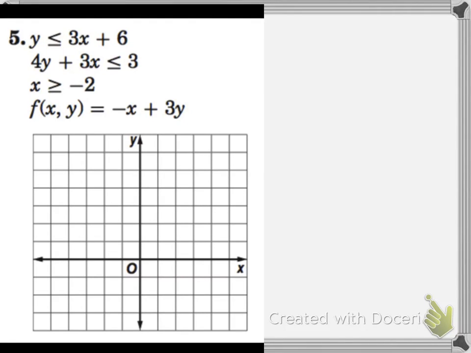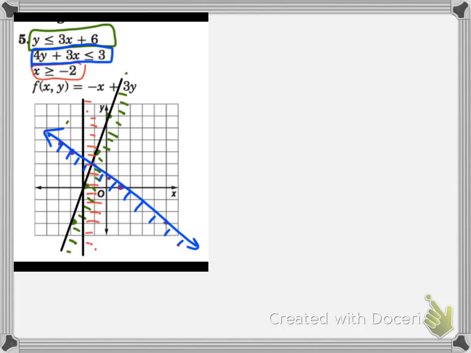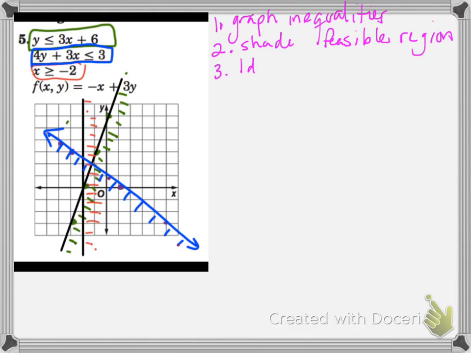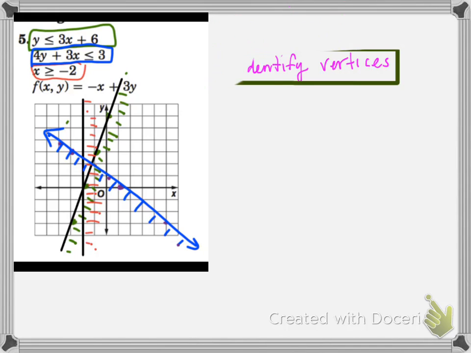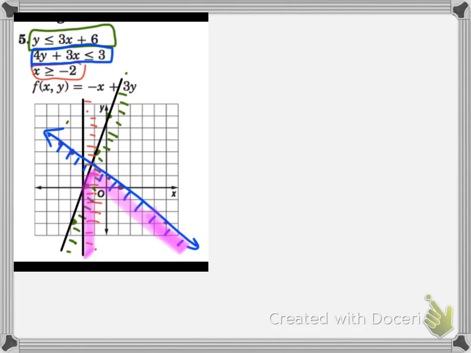Alright, so first we need to graph all the constraints or all the lines on our graph. So let's consider that done. Let's go over a problem where they don't really meet in a great spot. So the whole process is graphing inequalities, we're going to shade the feasible region, and then we need to identify the vertices. That is the tricky part on this one. So what we're going to do is focus on that.